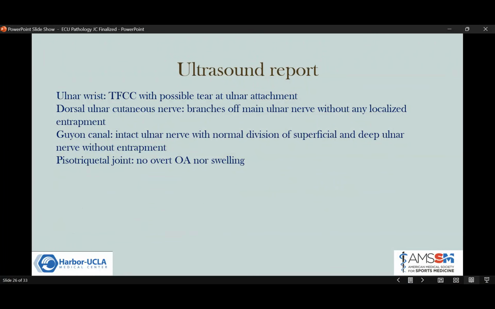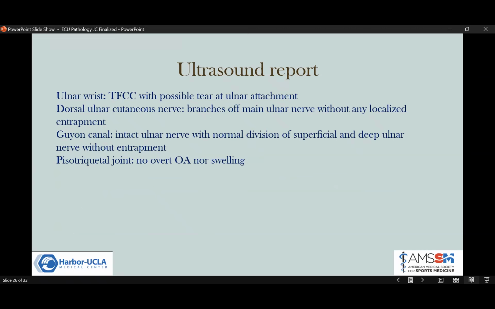In terms of additional scanning of the ulnar wrist, there's concern for a possible TFCC tear at the ulnar attachment. The dorsal ulnar cutaneous nerve branched off the main ulnar nerve without any sort of localized entrapment or hypoechoic swelling of the nerve. The Guyon canal had an intact ulnar nerve with normal division of the superficial and deep ulnar nerve without any sort of entrapment.